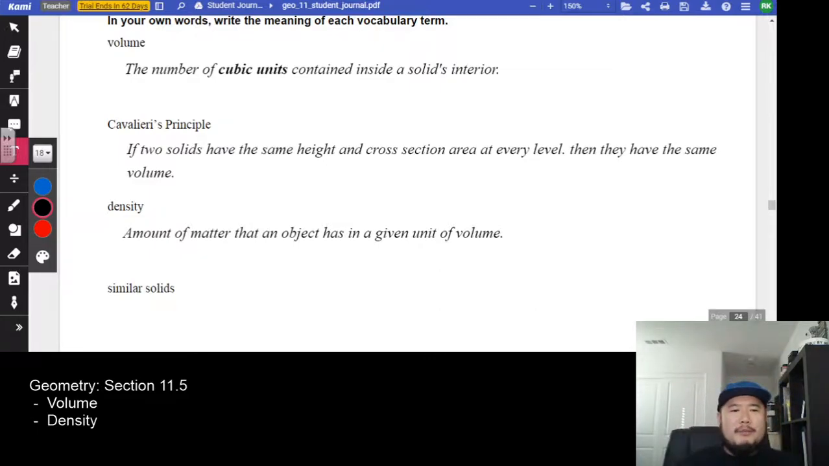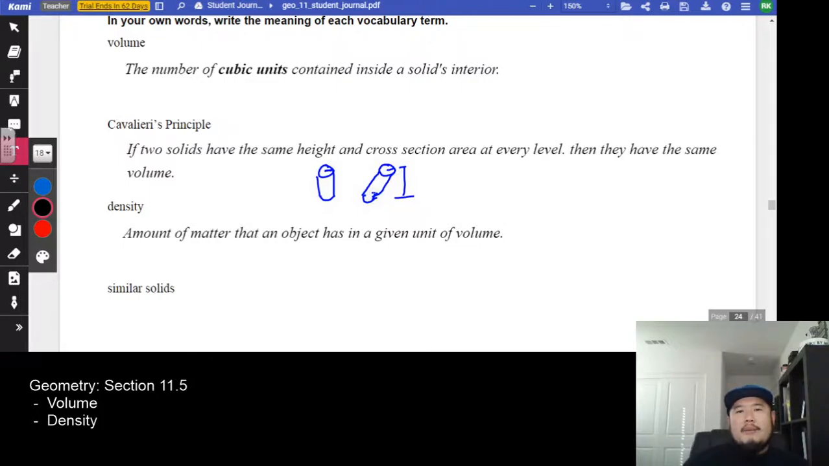Next up, we have Cavalieri's principle. It says if two solids have the same height and same cross-sectional area at every level, then they have the same volume. So an example, a diagram right here: let's say we have a cylinder, and the cylinder happens to have a radius of 5. And we have this next figure that has the same height. If this also has a radius of 5 as well, and they have the same height, then the volume is the same, despite the fact that the second figure happens to be slanted.